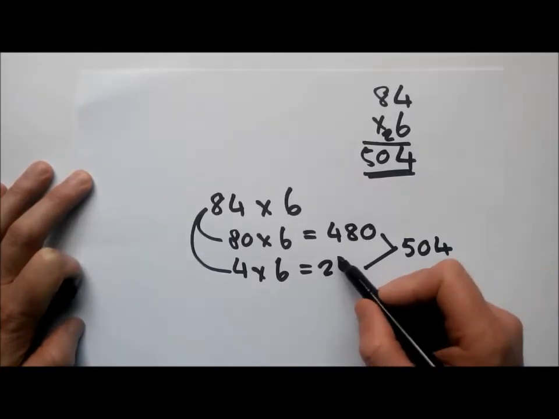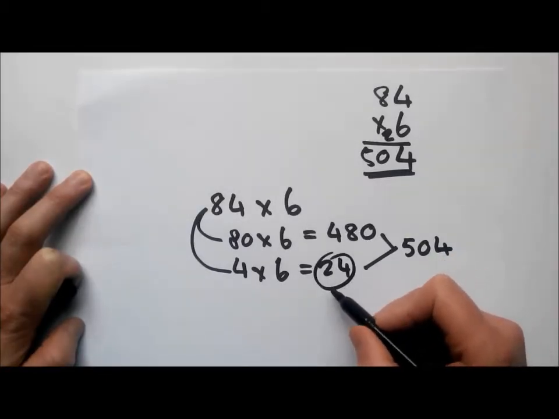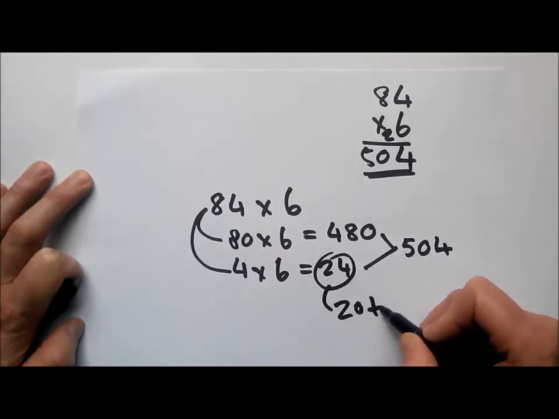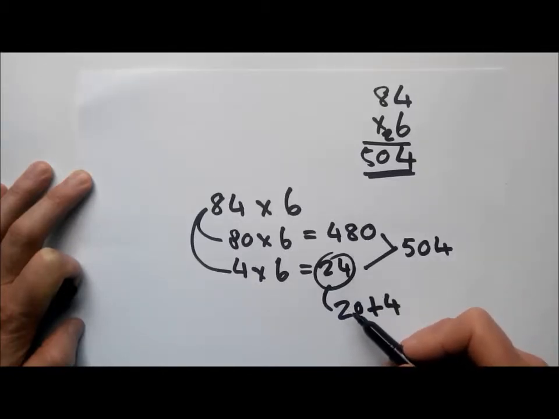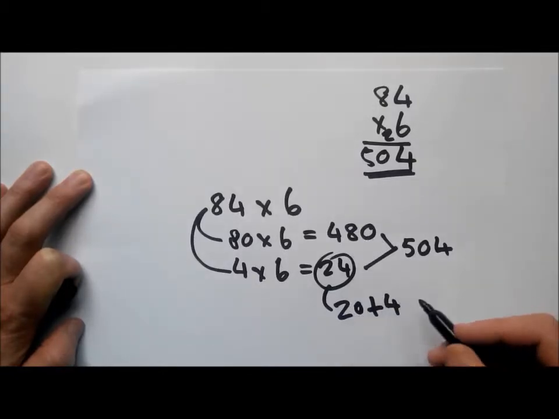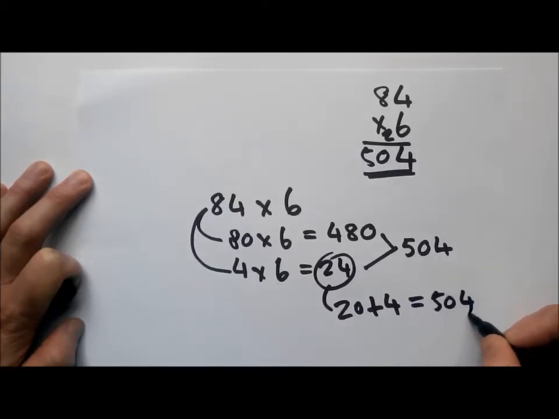Now for those students who are having a little bit of trouble doing the end stage, adding the 480 plus 24 together, we could further break this number down into parts as well. So we could have a look at 480 plus 20 would give us 500, and then 500 plus 4 would give us 504. So there we go. That's how we would do it using partitioning or chunking.